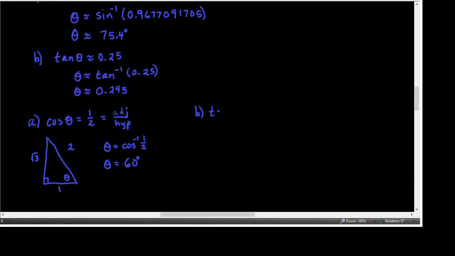Tangent of theta is 1. That is one of our special answers, and it comes from, because all of these are fractions, 1 over 1. And tangent of theta is y over x. So that means both x and y are 1. So draw a triangle, a right triangle.